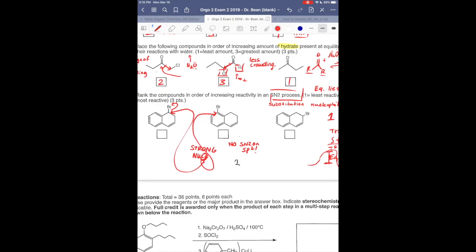So here, same idea, strong nucleophile. It's going to try and attack right here and push out the bromine, okay? So that's not sp2 hybridized, so that can occur. So right away, which one are we going to put as our number 1? We're going to put the middle one as our number 1.